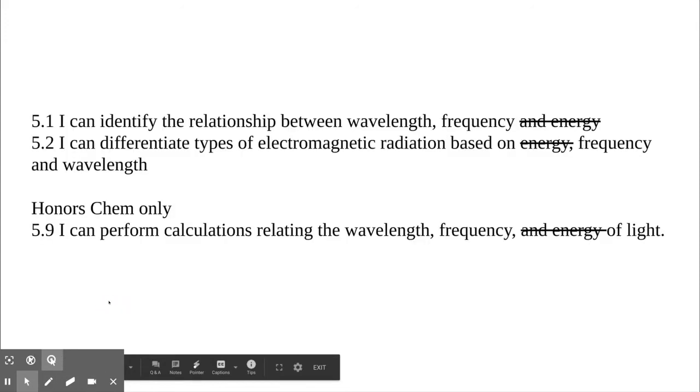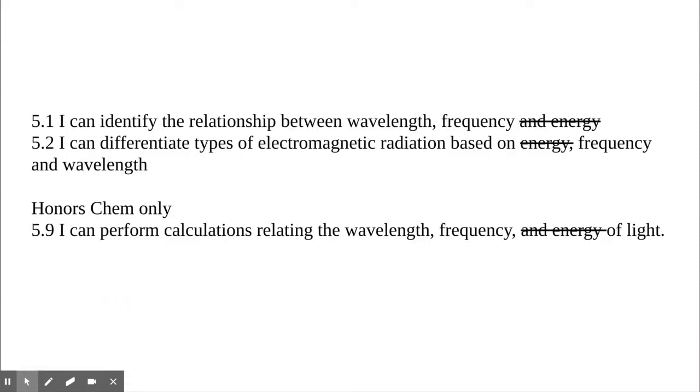In this first set of notes, we are going to cover Learning Target 5.1, identifying the relationship between wavelength and frequency, and also talking about what those two things are. Also differentiating the types of electromagnetic radiation, and talking about what electromagnetic radiation is, based on frequency and wavelength. And students who are in Honors Chem, we're also going to do some calculations relating wavelength and frequency.